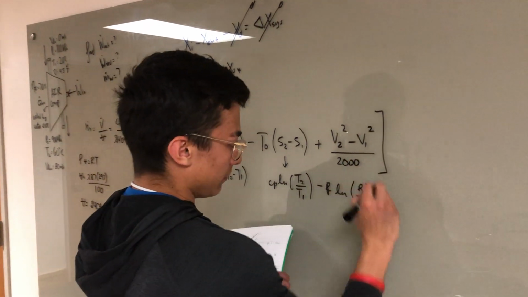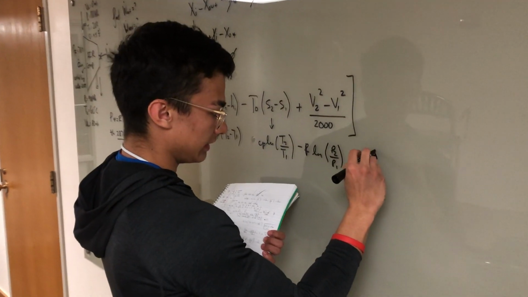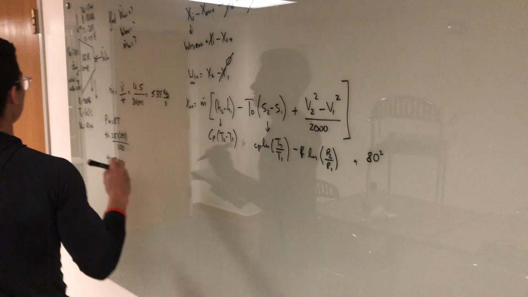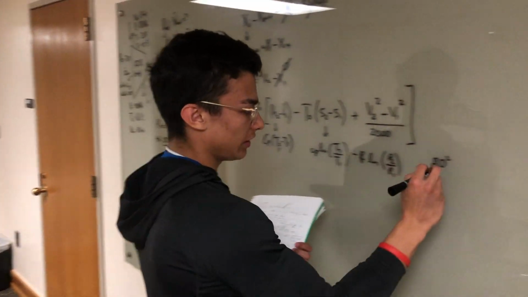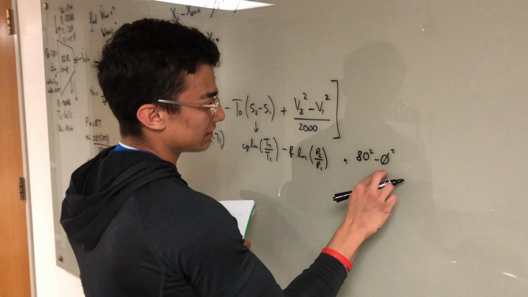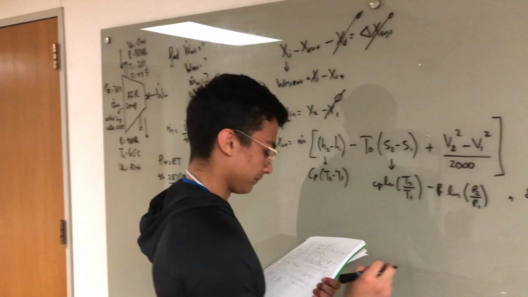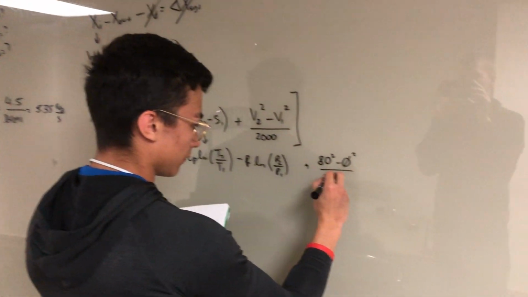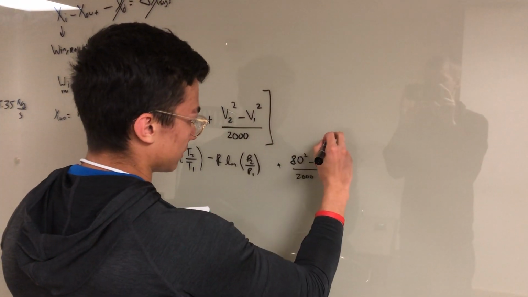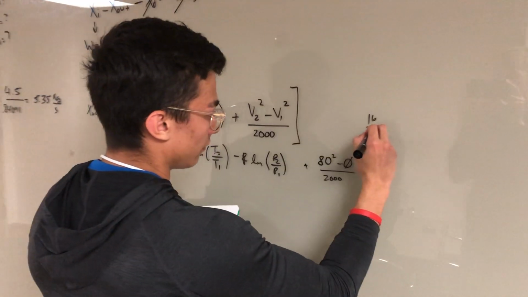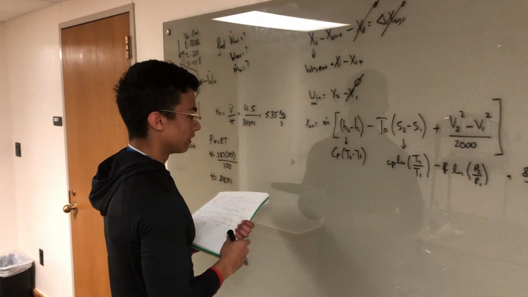So this term, the velocity term, is going to become plus 80 squared, because our V2, we were given that it was going to come out at 80 meters per second, so 80 squared minus 0 squared, because it came in at ambient conditions, so it didn't have an initial velocity. So all this over 2,000, this term simplifies to 16 over 5. And so now we just have to start plugging stuff into our equation.